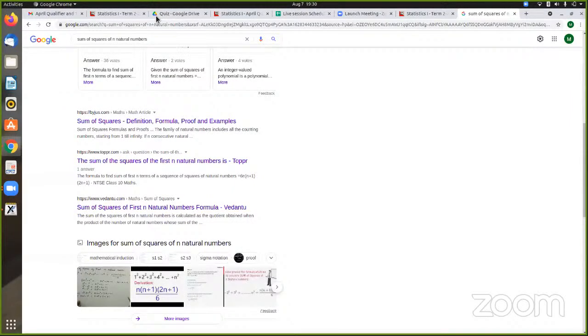So will the 22nd exam be similar to this? I mean, the weightage will be similar?